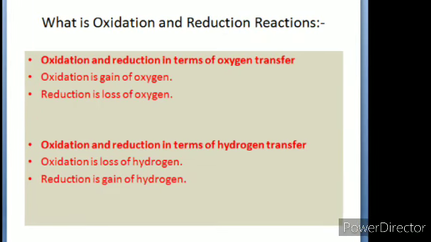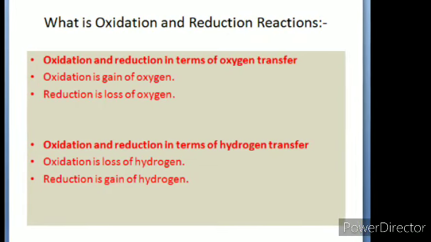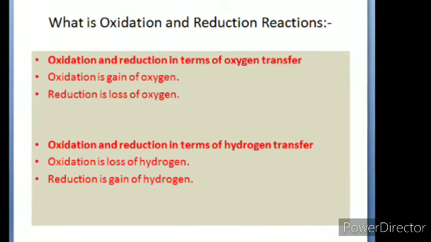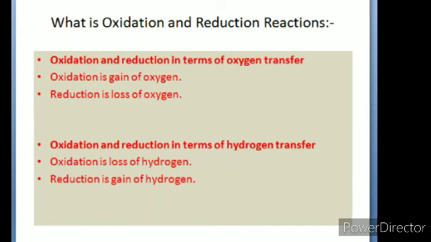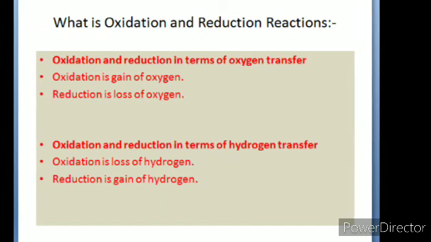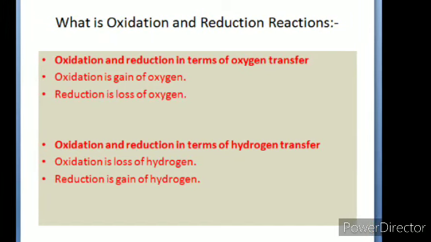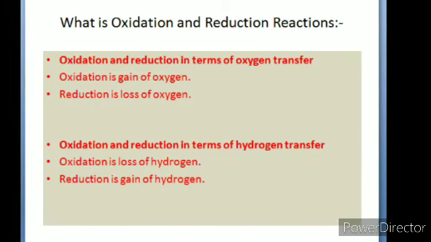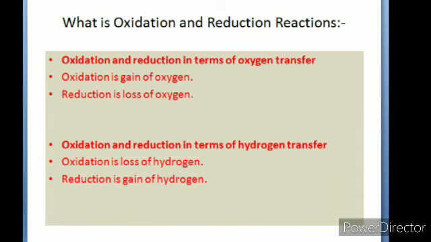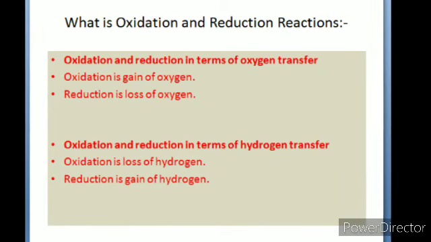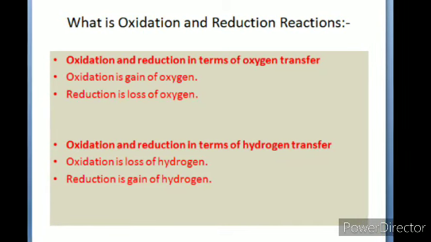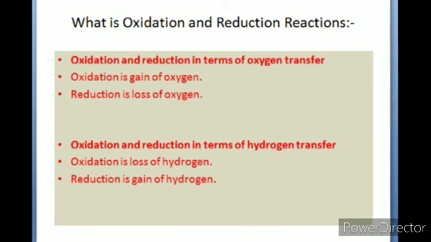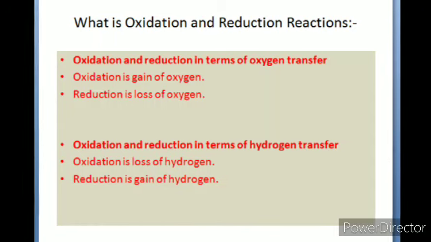Now, the next type of chemical reaction is redox reaction. We divide the term redox into two halves, reduction and oxidation. So first we will discuss what is oxidation and reduction. Oxidation and reduction can be defined in a number of ways. First, we will define oxidation and reduction in terms of oxygen transfer.